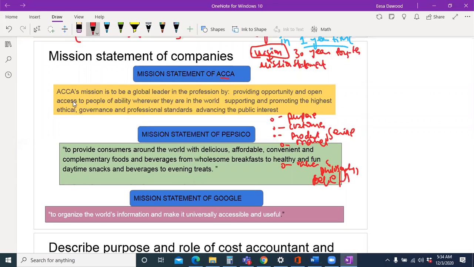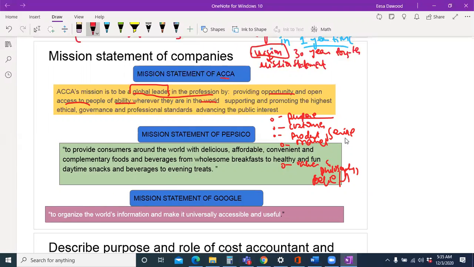the mission statement of ACCA is: ACCA's mission is to be a global leader in the profession. They want to lead globally in their profession by providing what? Opportunity and open access to people of ability wherever they are in the world. That makes them the global leader. It's not in any particular part of the world, it's everywhere. It's a global qualification and they want to lead it globally. So it tells you the purpose of their existence. What is their target market?